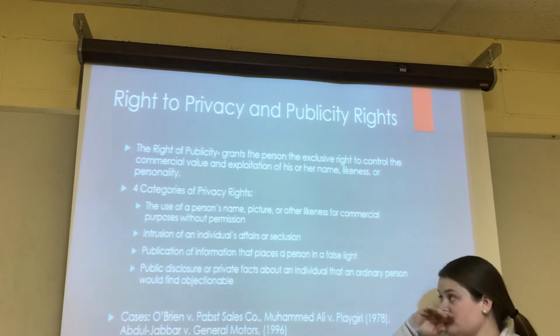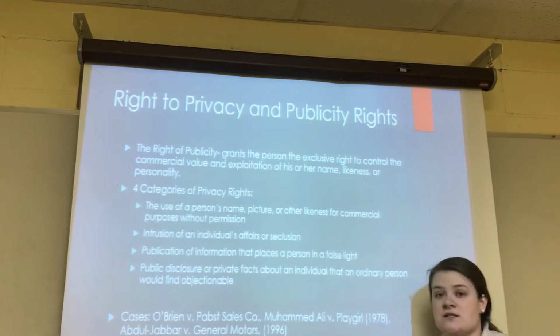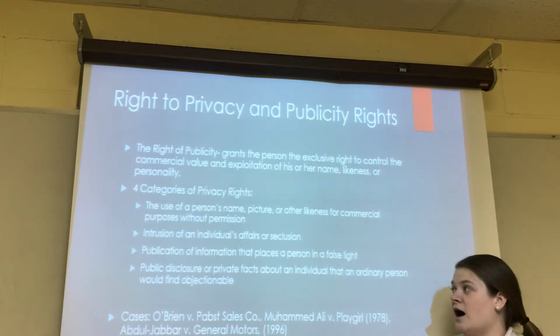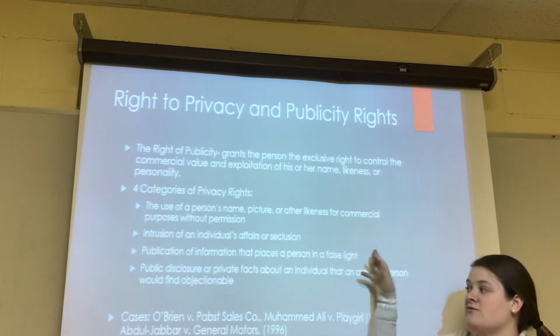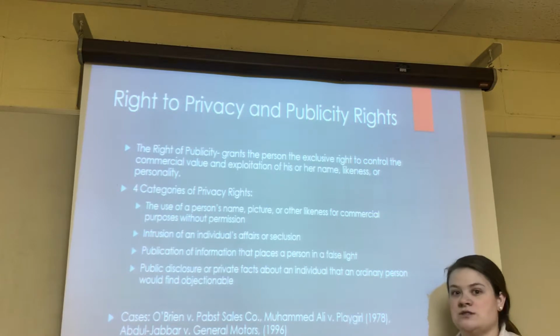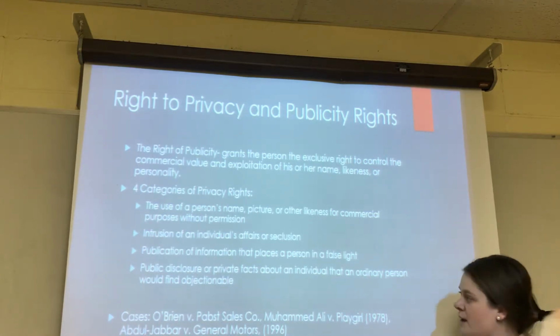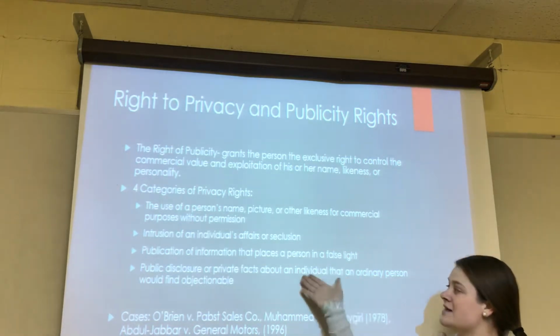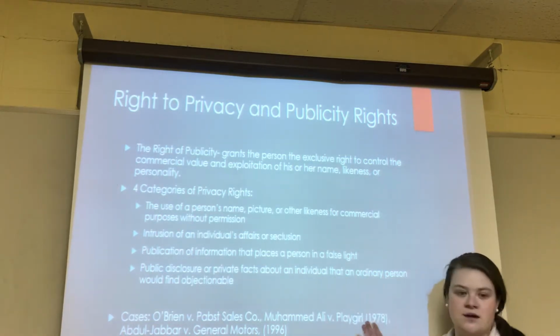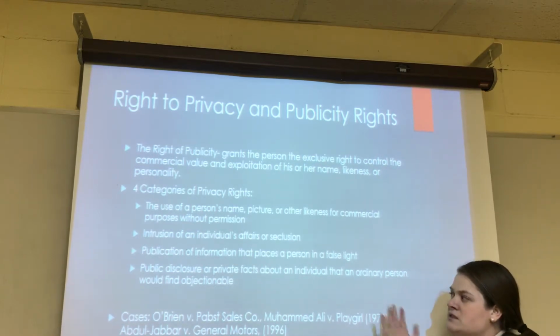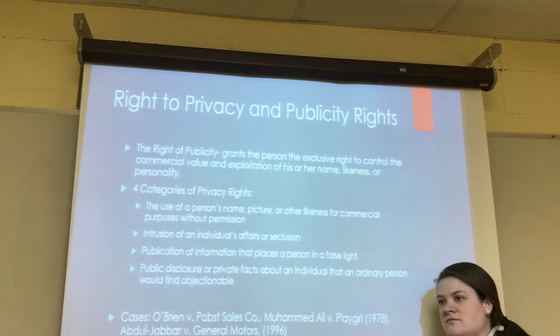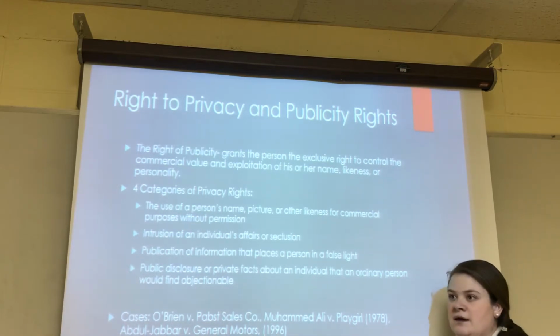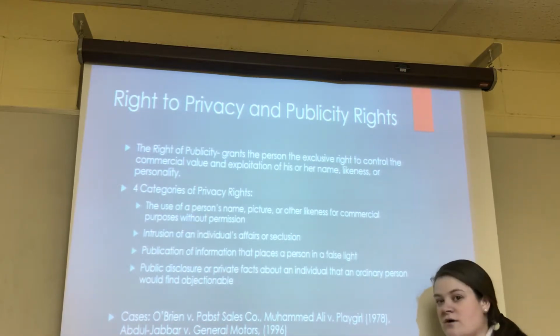So it's not right to go into some famous person's backyard and take pictures of them. That's not cool. That's an invasion of privacy. That is not a right that they give up because they're famous. The third is publication of information that places a person in a false light. That's what I was talking about earlier. You can't just go publicizing false information about LeBron. That's not acceptable. And the fourth is public disclosure of private facts about an individual that an ordinary person would find objectionable. So just things from their personal life that shouldn't be out in public just because they're famous. It can't just be thrown around.